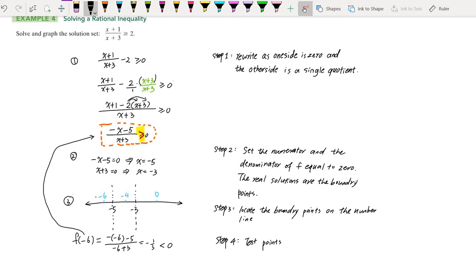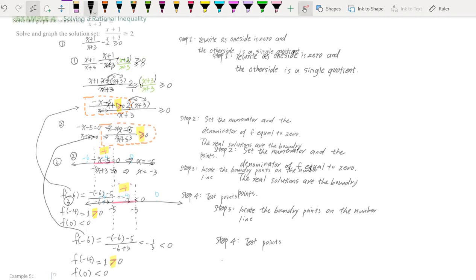So we're going to go to the next testing point. We're going to test negative 4. You test this, you're going to end up with 1, which is greater than 0. Then you match this, we're looking for something greater. So that means this interval is your solution, because it matches. And then we're going to test the last interval, that is 0. Plugging this in, you're going to end up with less than 0, so that is not your solution.